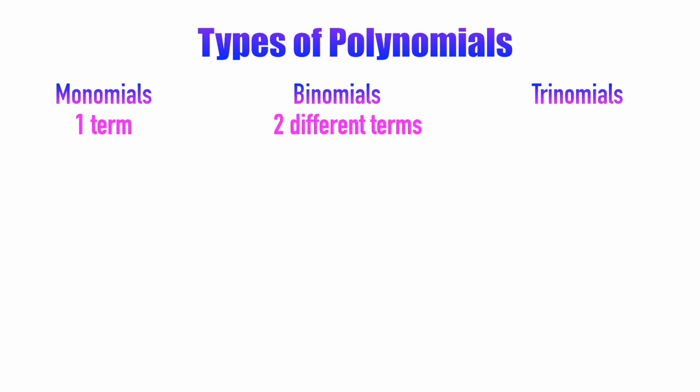Kasi kung like terms yan, or same terms, or similar terms, pwedeng masimplify yan. Pag nasimplify yan, pwede siyang makonsider na monomial. Kaya dapat two different terms. Ganon din ang trinomials, three different terms. So, ito yung mga examples for a monomial. Ayan. 7x to the 6th power, y to the 5th power.